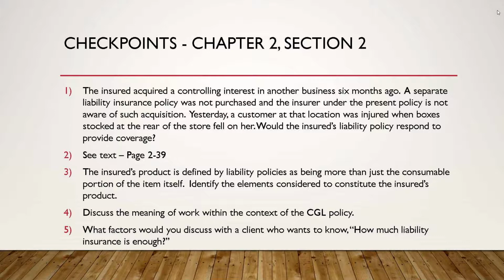H, the policy can be transferred to others at any time without the permission of the insurer. And that is false. Same as in any other policy, we can't transfer it.